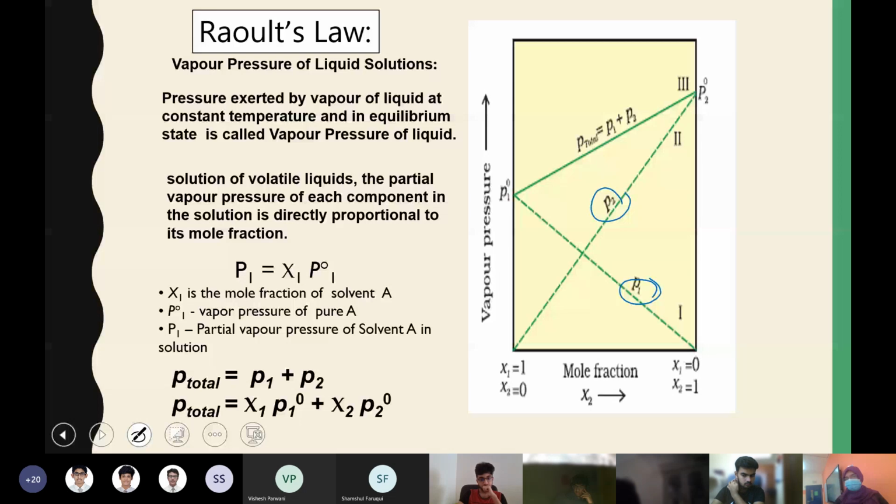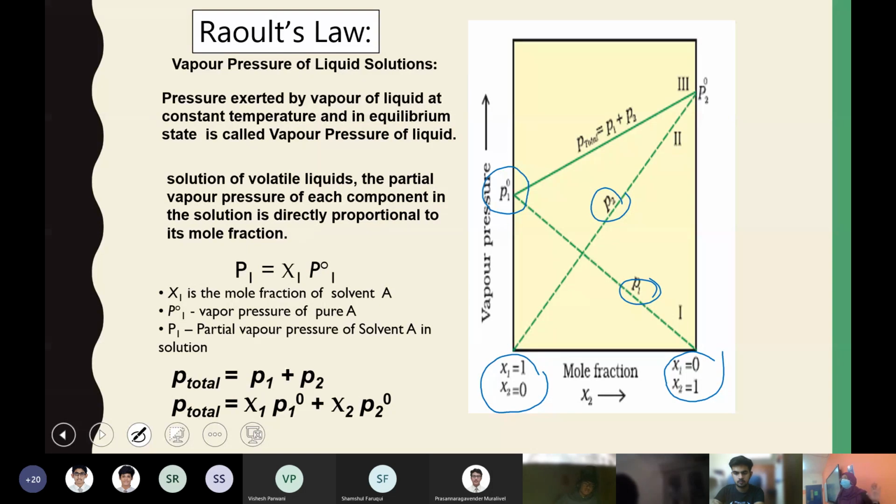Initially there was only solvent and later you keep on adding solute, and at the end of the graph what you can see is chi1 equal to 0 and chi2 equal to 1. What does that mean?